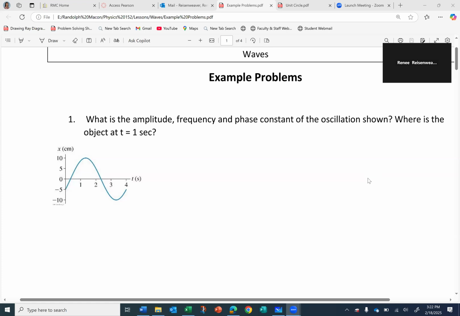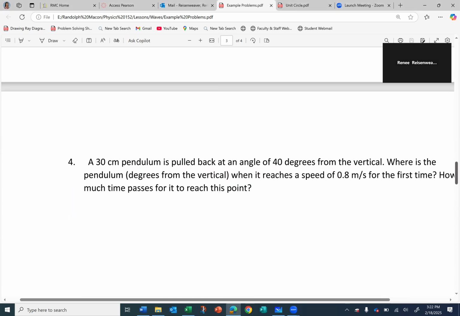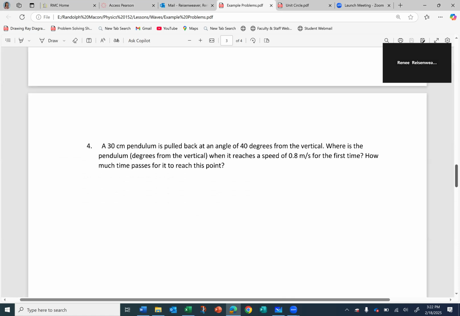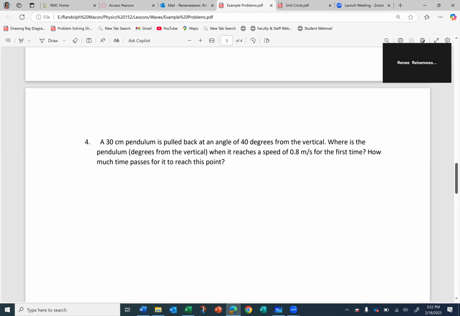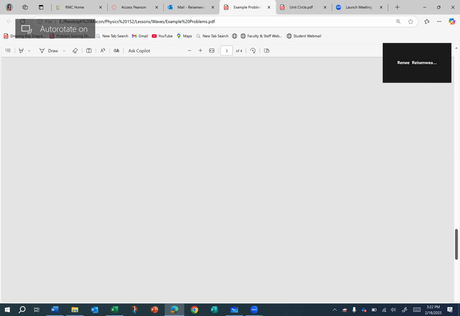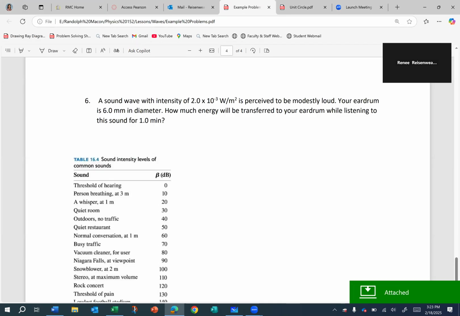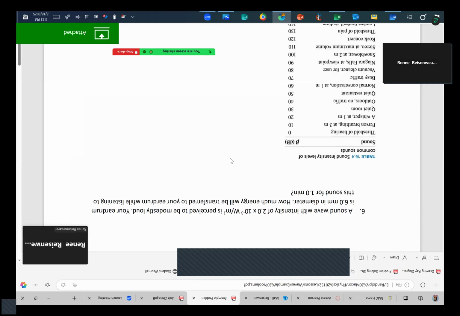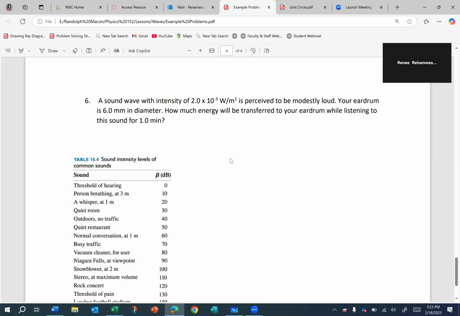Hello, physics students. In this session, we're going to take a look at example problem number 4. We'll work through that problem all together. So we have a pendulum pulled back. We're going to set up the wave equation to be able to take a look at this situation.